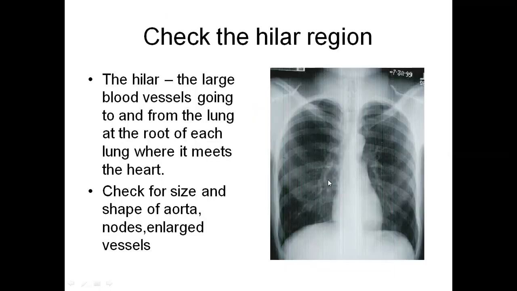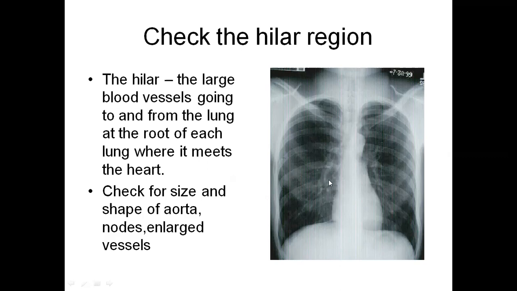Okay, this is the hilum of the lung. We have to check the hilar region. The hilum, the large blood vessels going to and from the lung. That means we will see the bronchial arteries, the pulmonary arteries, isn't it? So you will see at the root of the lung where it meets the heart. So this is the hilum.